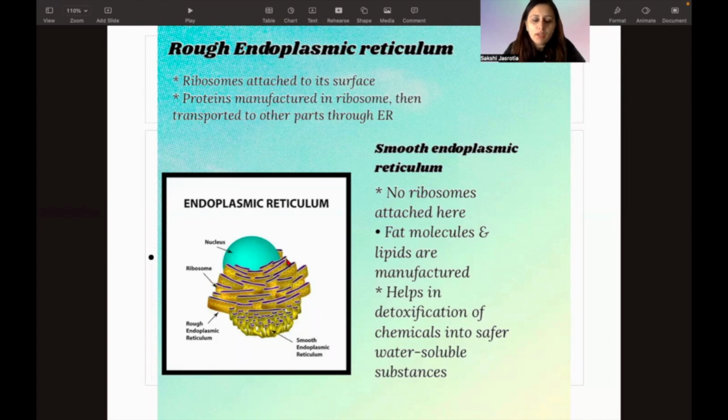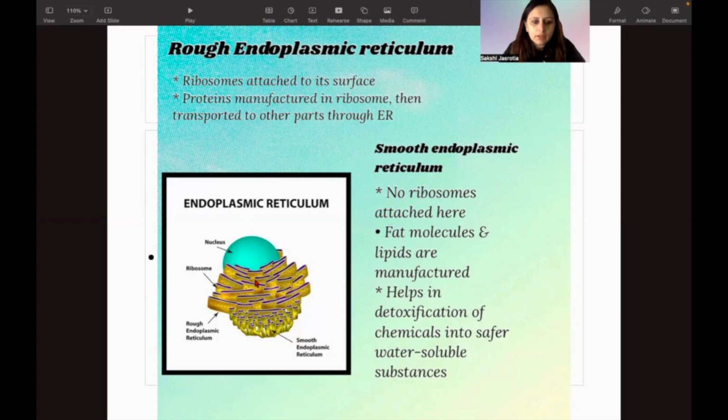Now, one more thing, it is always attached very close to the nucleus. Nucleus के बहुत पास होगा. And ribosomes, as we know, are the site of protein synthesis. So protein manufacture होता है ribosome में, and then it gets transported to the other parts via the endoplasmic reticulum.